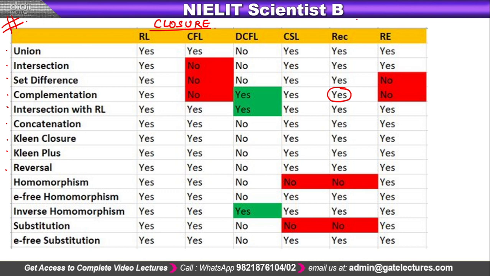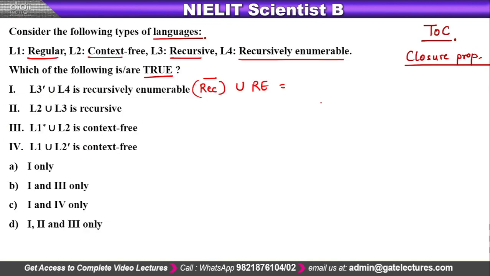Yes says that recursive languages are closed under complementation. It means the complement of a recursive language will be recursive in nature. Yes means that if you are taking the complement of a recursive language, it will be recursive only. So this means recursive complement is recursive, and recursive union recursive enumerable. So recursive comes under recursive enumerable.